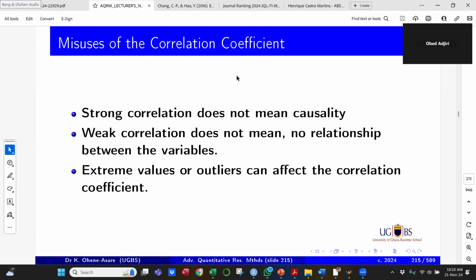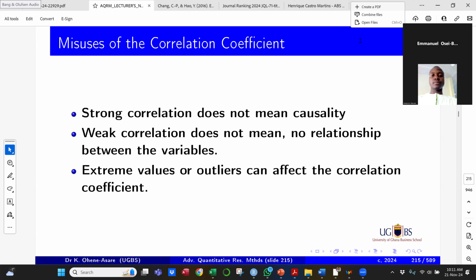Now, there are some misconceptions when it comes to correlation. The first misconception is that strong correlation means, or correlation means causality. Who can give me an example of a situation where a person can wrongly assume that correlation means causality? Who can give me an example? This one is open. Who can give me an example? Emmanuel.